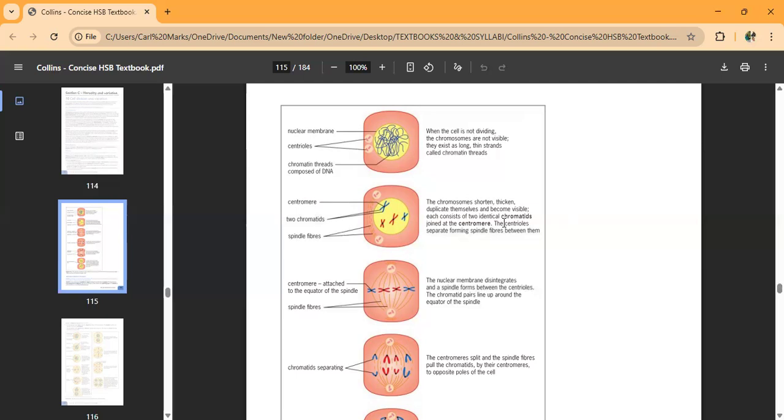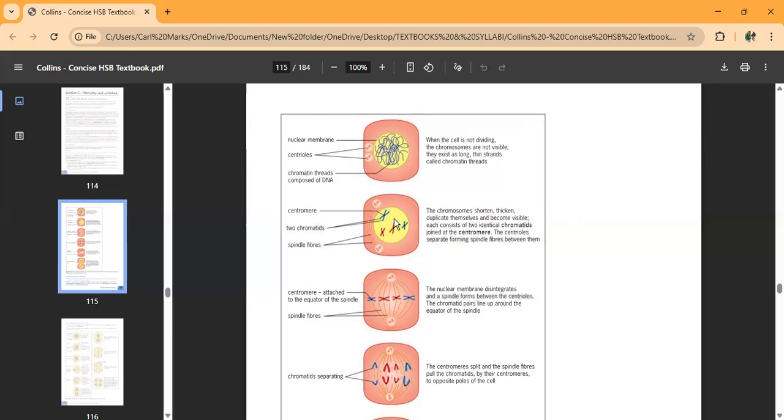First of all, when the cell is about to divide, the chromosomes get shorter and thicker and they duplicate themselves, right? And they become visible. Each consists of two identical chromatids joined at the centromere. So in the middle, you'll find the centromere, and these chromatin threads become thicker and shorter, and they duplicate. So they begin to form spindle fibers. Those are these over here, to the left. You see those little dashes? That represents the formation of a spindle.